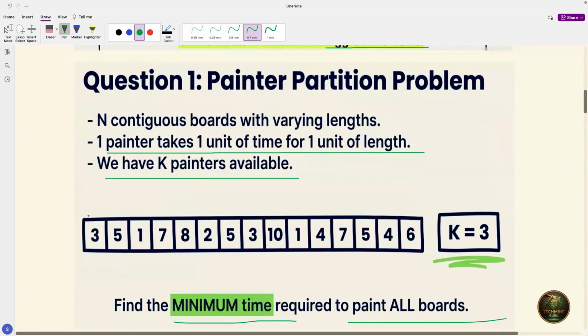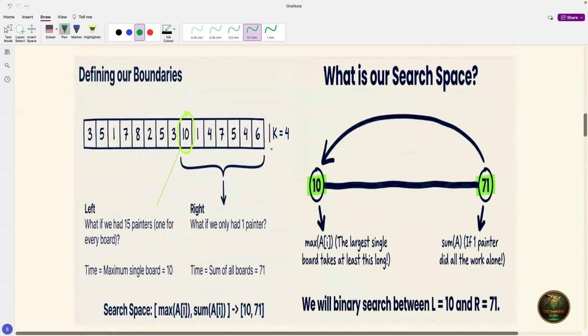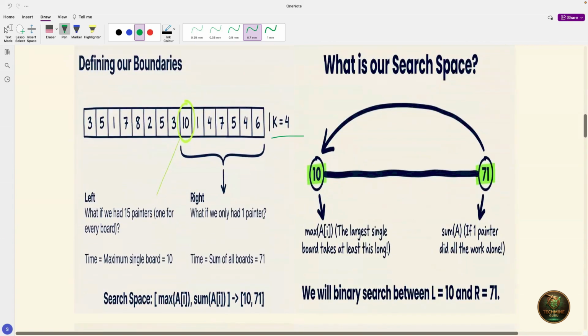So let's look at an example with the sequence of boards 3, 5, 1, 7, 8, 2, 5, 3, 10, 1, 4, 7, 5, 4, and 6. And suppose in our question, k is given as 4. So consider the what-if scenario. For the left boundary, what if we had 15 painters, meaning one painter for every board?